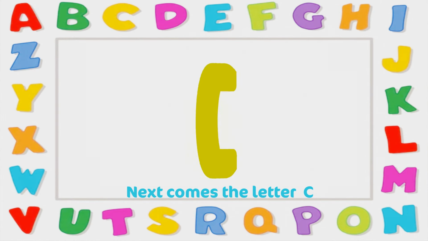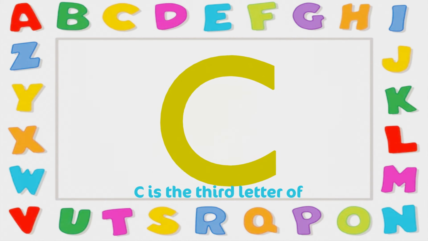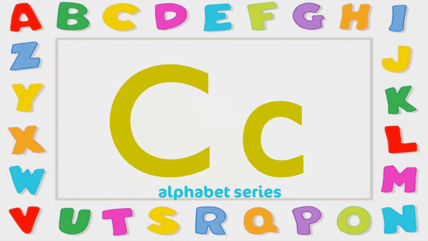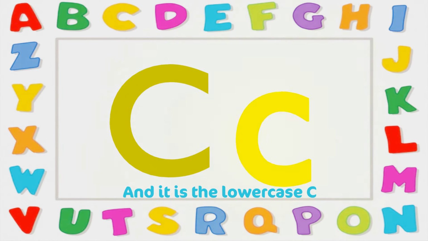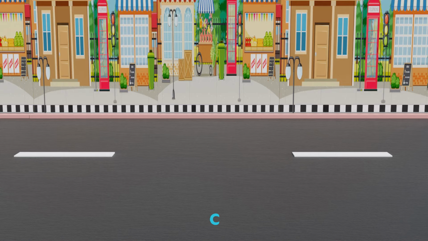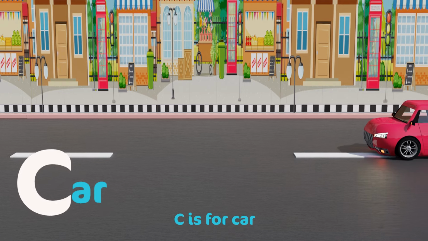Next comes the letter C. C is the third letter of alphabet series. It is the uppercase C, and it is the lowercase c. C is for car.